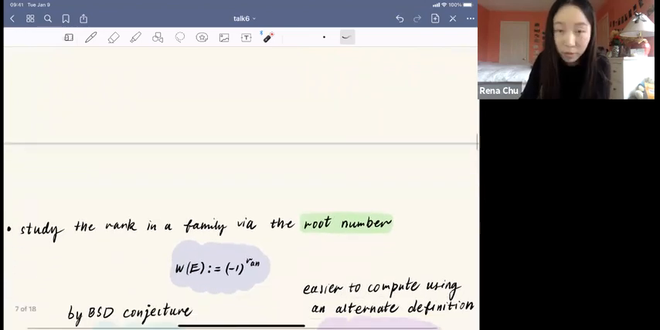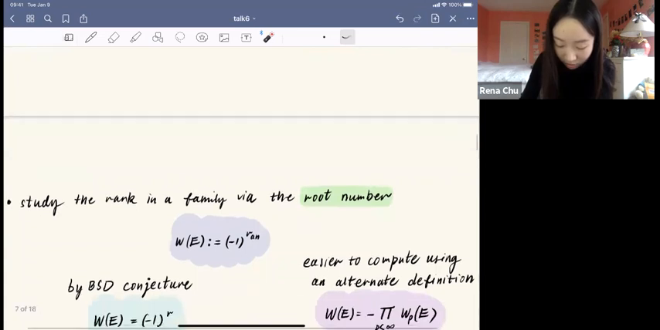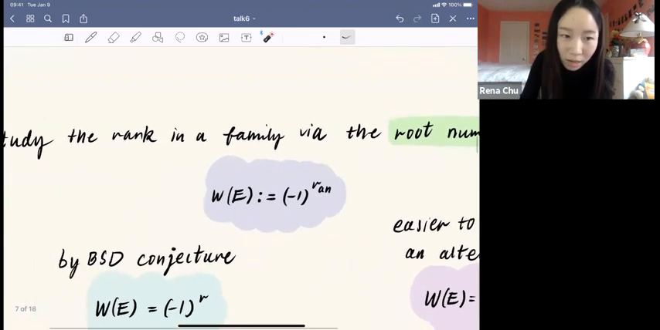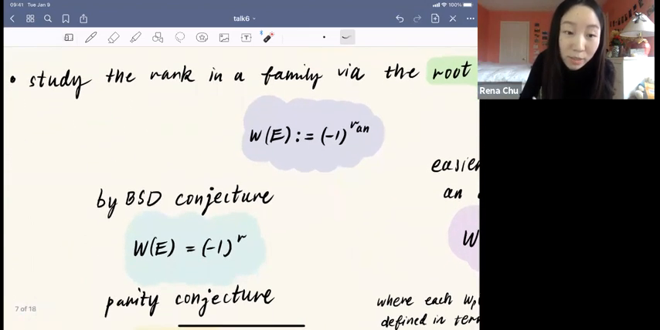So introducing the star of the show, which is the root number, we use this as a way to study the rank. Again, here's the definition of a root number that we briefly talked about before. It is the parity of the analytic rank. And again, by the BSD conjecture, this is actually equal to the parity of the rank.